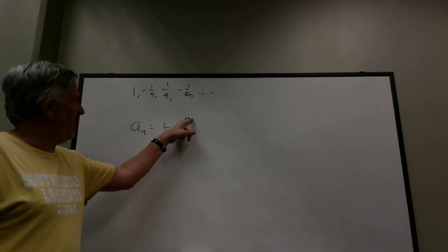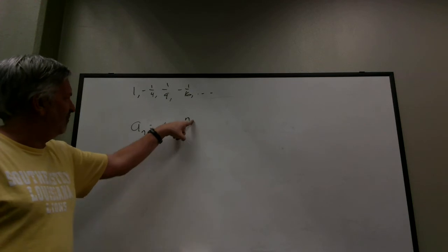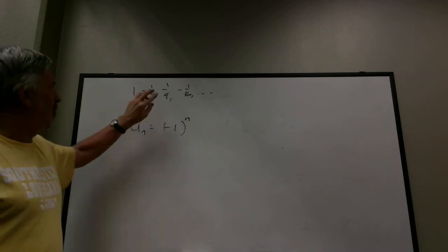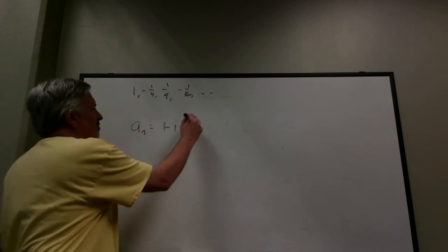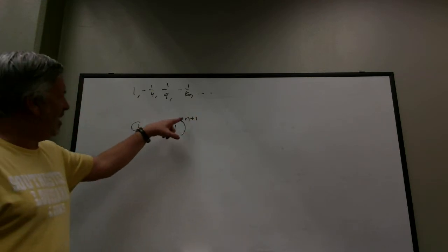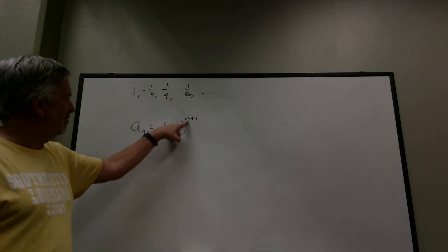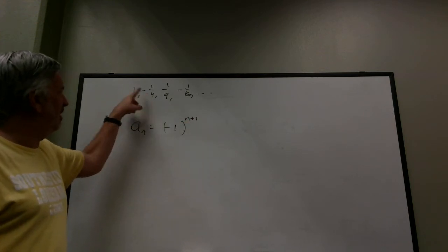So if n is 1, I get -1 to the 1 and it doesn't work. If n is 2, I get -1 squared and it doesn't work. Well, we're off. So all you have to do is change it to n plus 1 or n minus 1. I usually just put plus 1. Notice now when n is 1, I get -1 squared, which is plus 1. When n is 2, I get -1 cubed, which is minus 1. And so now it works.